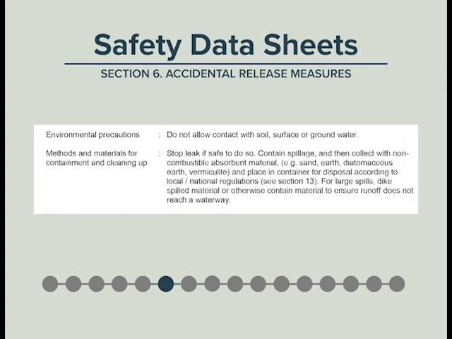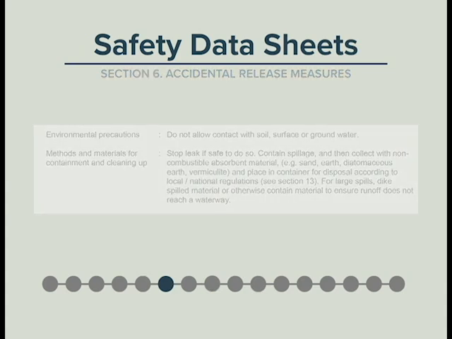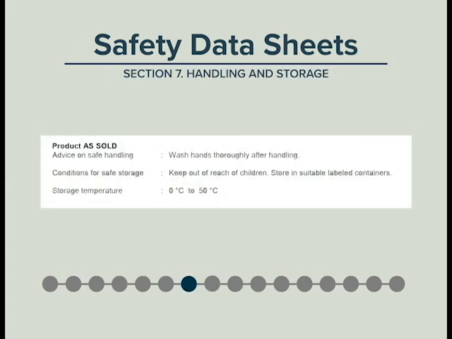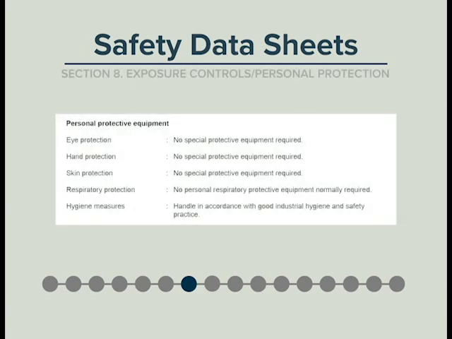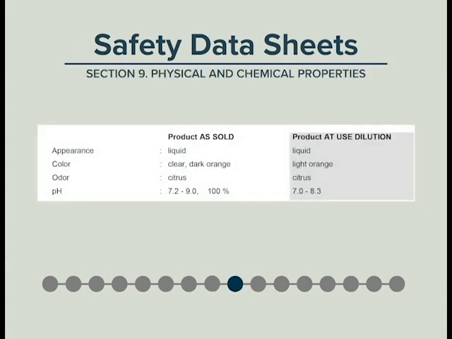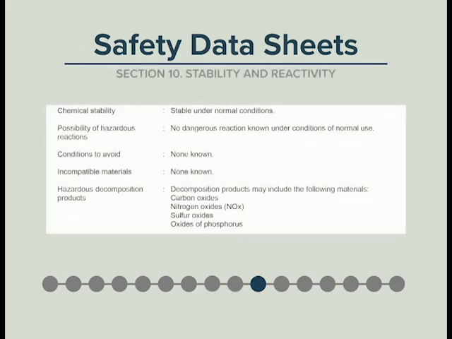The sixth section, accidental release measure, contains the cleaning procedures for an accidental spill. The seventh section, handling and storage, involves information about safe handling and storage conditions. The eighth section, exposure controls and personal protection, entails information for personal protection measures taken to minimize exposure. Section 9 describes both the physical and chemical properties of the chemical. Section 10, Stability and Reactivity, describes conditions of materials that should be avoided.